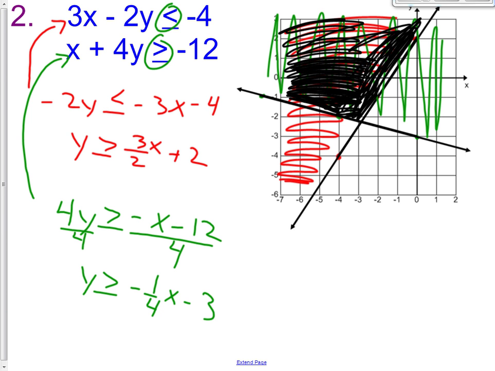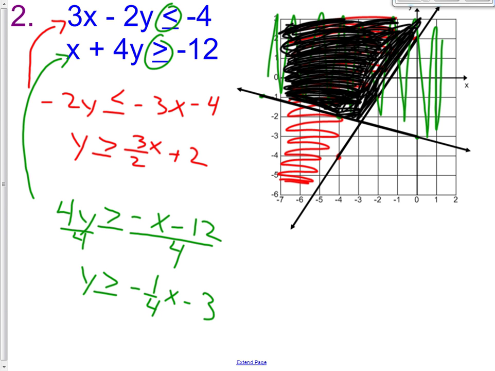I think we can all agree that our solution is in that top left-hand corner of our graph where the black shading is. So make that as obvious on your paper as it is on mine. So that's what I expect from you on your next chapter test.